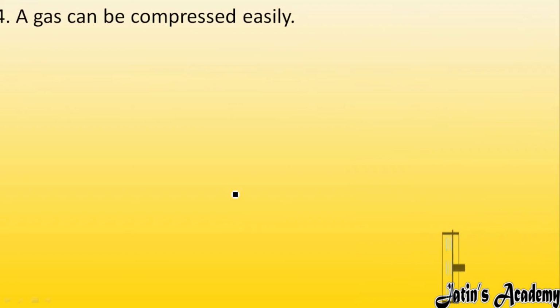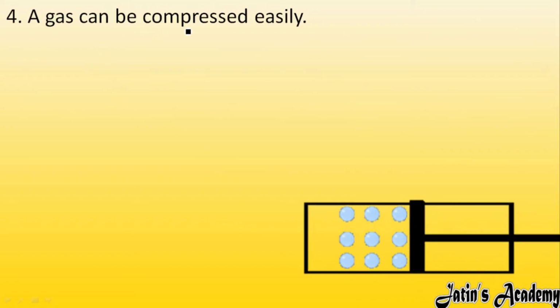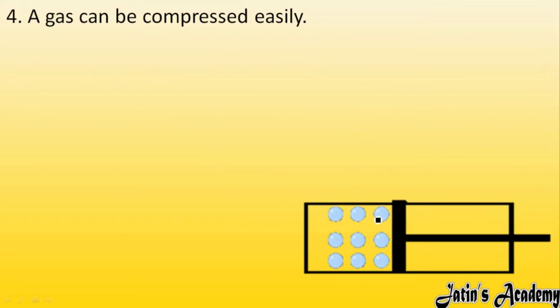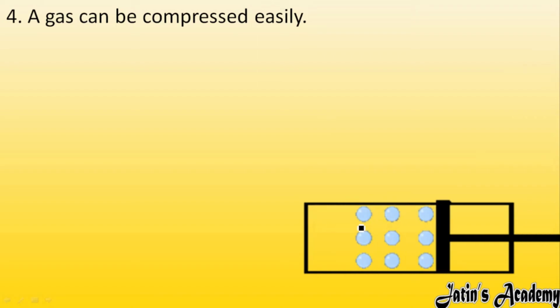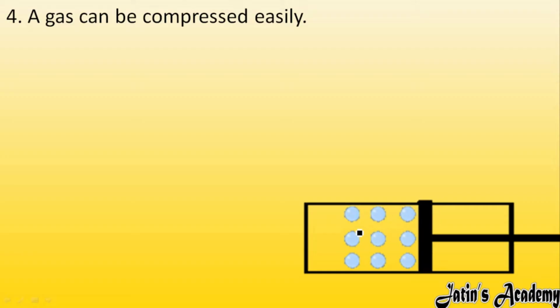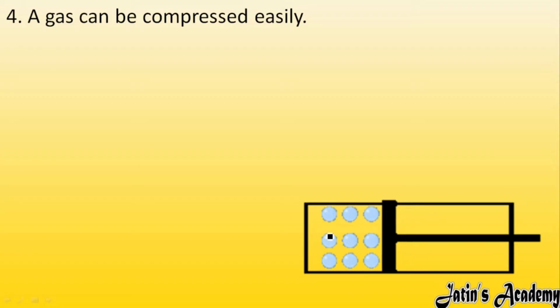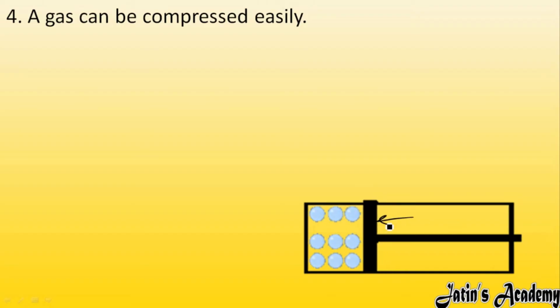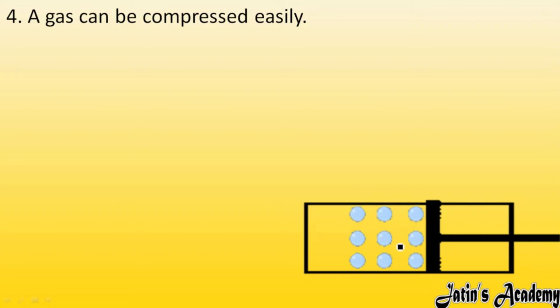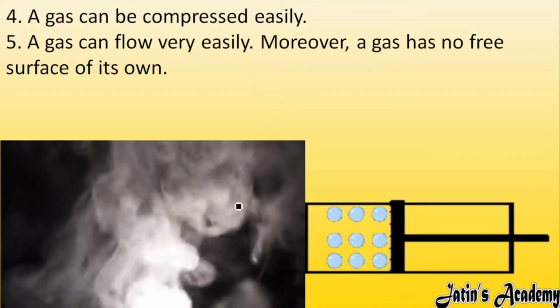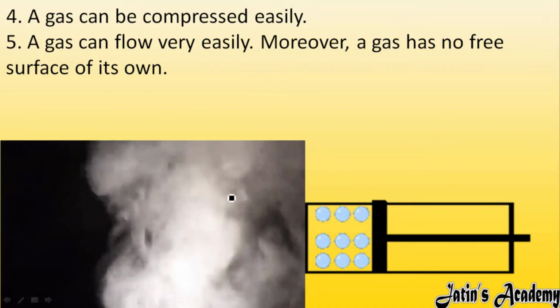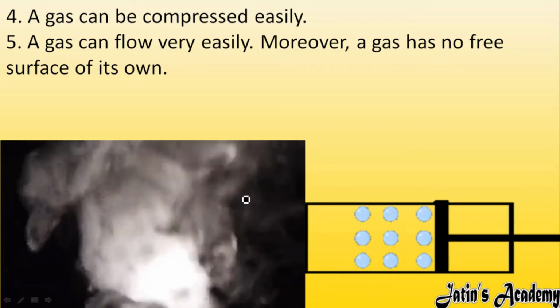Next we are having fourth point, a gas can be compressed easily. So, as we know, gas molecules are away from each other, intermolecular spaces are large, and the force of attraction between the gas molecules is least. So, we can compress gases very easily by applying some kind of pressure. Okay. Next point we are having, a gas can flow easily. As we know, here for example, smoke is there. So, these particles are moving freely.